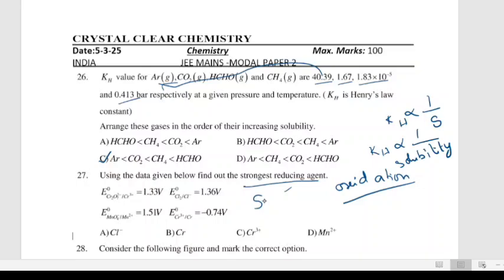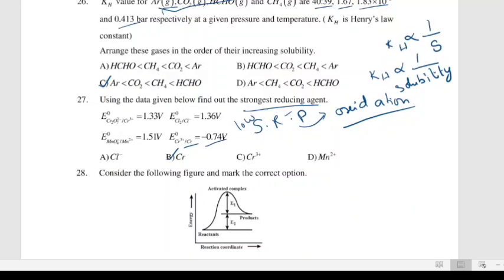So, a lower SRP value atom or ion readily undergoes oxidation. Here, if we consider chromium, it has a negative SRP value. That means it readily undergoes oxidation. It is the strongest reducing agent. So, based on this point, we can say the answer is B. Let's move to the next one.